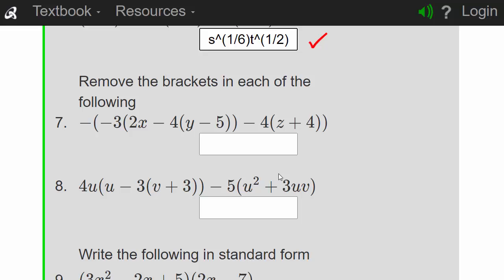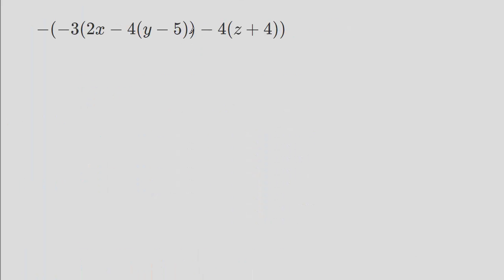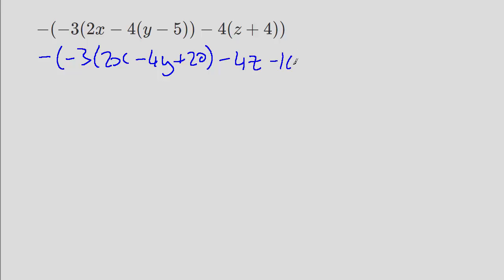Question 7. Remove the brackets. As before, we start on the innermost brackets and work our way out. So the innermost bracket is here, so we're going to get minus brackets, minus 3 brackets, 2x, and now I'll expand this, so we're going to get minus 4y plus 20. Close that bracket, and then we'll expand this bracket as we're here, so we're going to get minus 4z minus 16, and close that bracket.